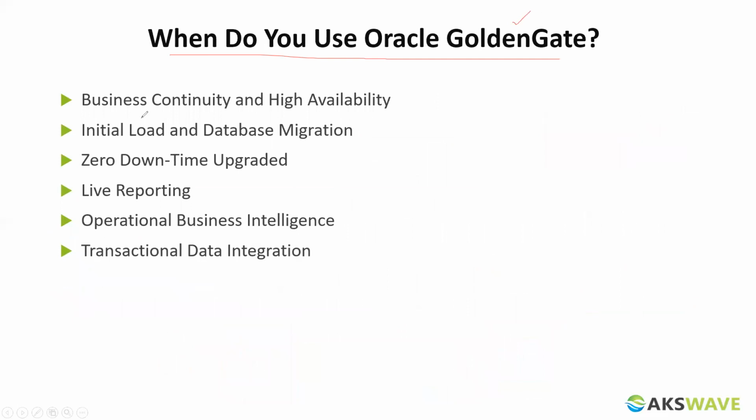So when do you use Oracle GoldenGate? One thing is business continuity and high availability design, if you want to make something like a standby, correct? For high availability and business continuity, if my production fails at any time, I should have a copy of it available. That's why I'm always maintaining a copy by applying all the changes in real time on this standby.